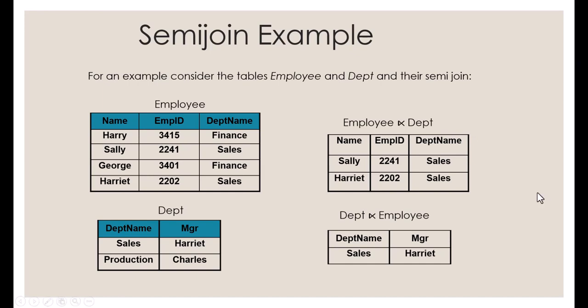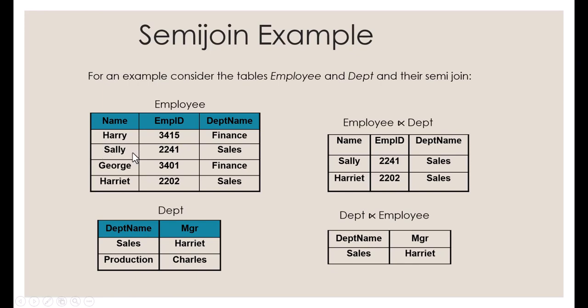We're joining employee and department, right? So let's take a look at which attributes they have in common. They have department name in common. Okay, so let's take a look at the first one. We have Harry, employee ID is 3415, department name is finance. Let's go to this table and see if we can find finance here. Are we able to find finance? No, so we are not able to use it, and we're going to go to the next one.